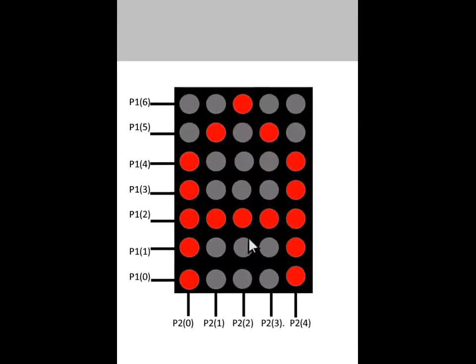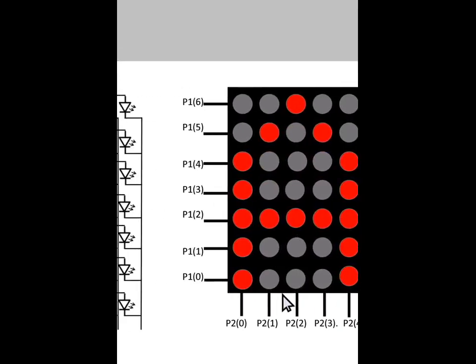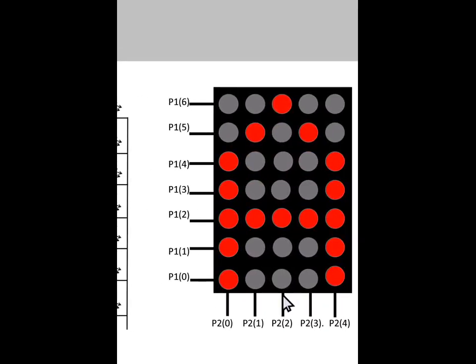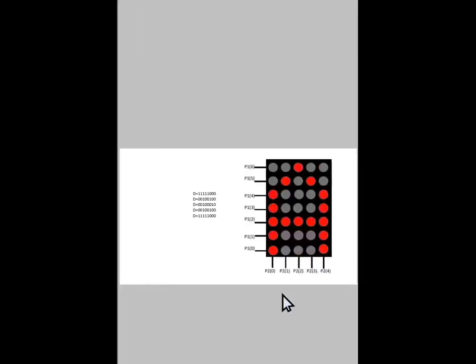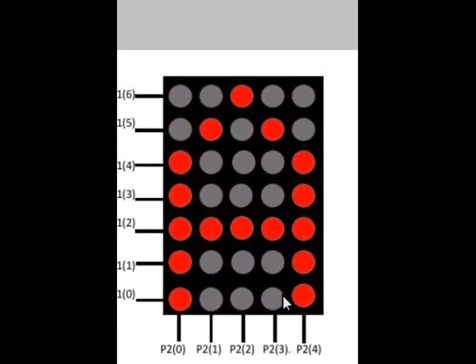So this is the letter we want to display, a letter A. You can see this letter A being displayed already. We'll look at how this is being done, and the instruction that was given to the microcontroller to display this. Now you can see it.